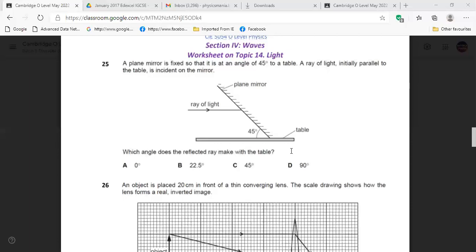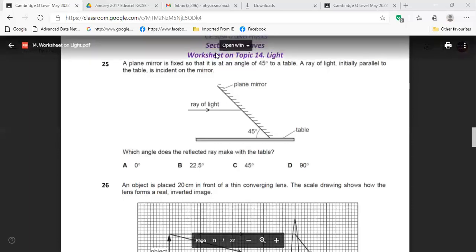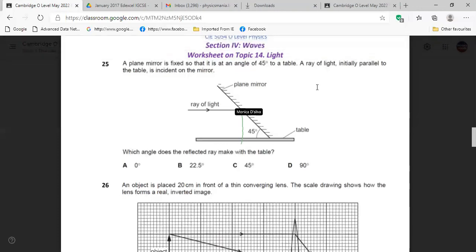Okay, can you draw on the screen, please, so that everyone can see it? This is 90 degrees. I thought it was E.